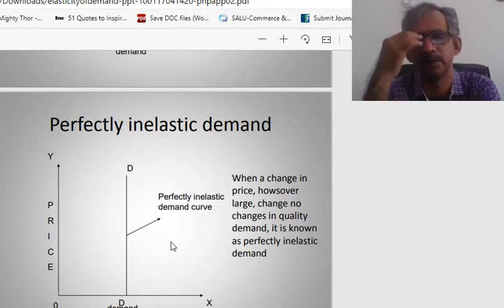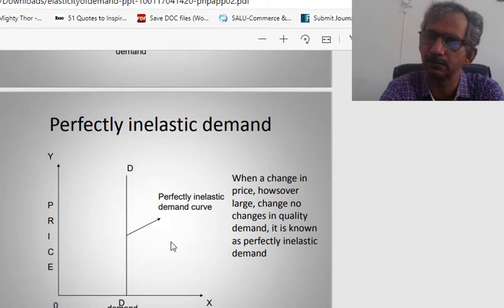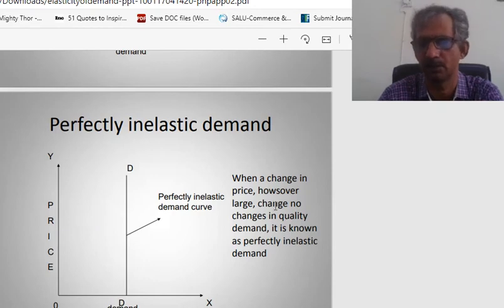This type of perfectly inelastic demand is related with most necessities or life-saving drugs. The patients who are using insulin, or nowadays in the case of the corona virus, the drugs and medicines which are very important. Whatever the price, people have to buy most of the times.